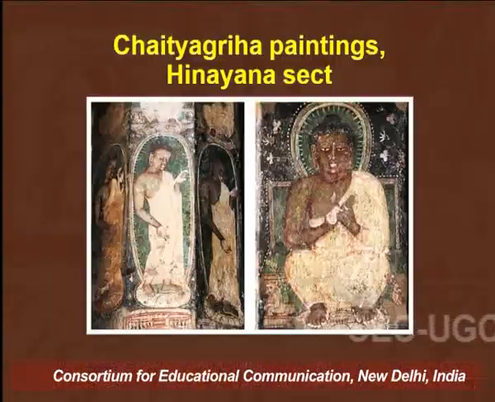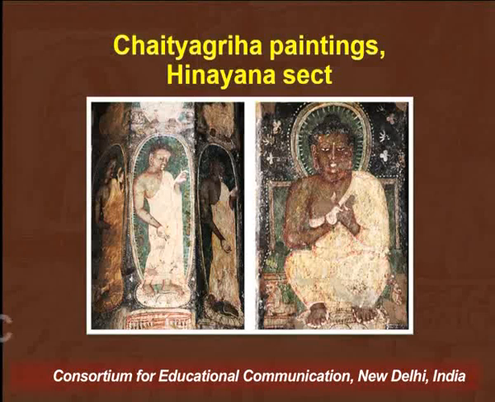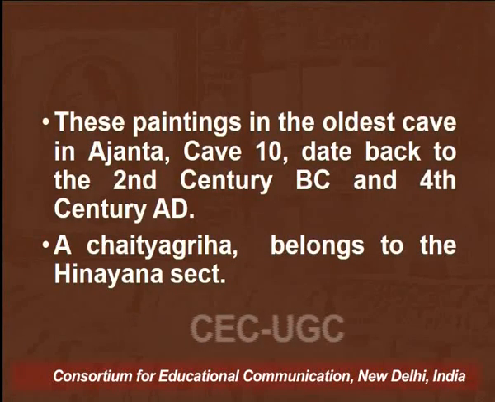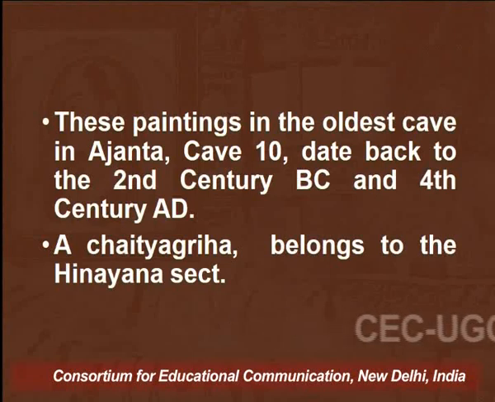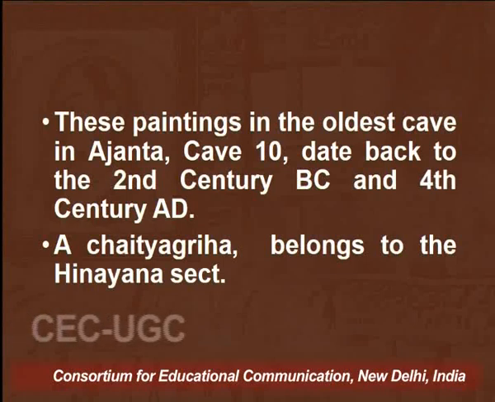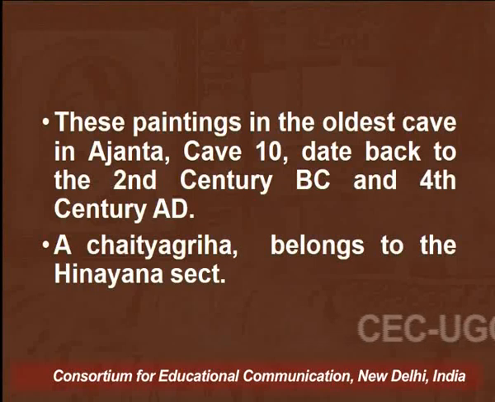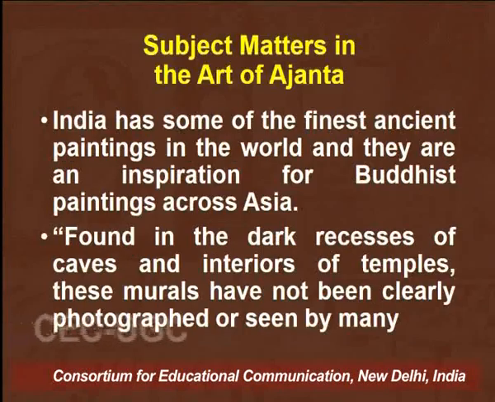Now on your screen, what is being displayed are the Chaitya Griha paintings, and these probably belong to the Hinayana sect. The paintings in the oldest cave in Ajanta, Cave 10, date back to around the 2nd century BCE and also probably to the 4th century CE. A Chaitya Griha particularly belongs to the Hinayana sect of Buddhism.